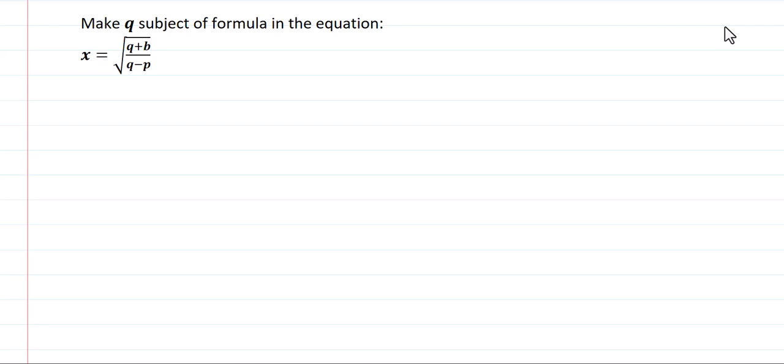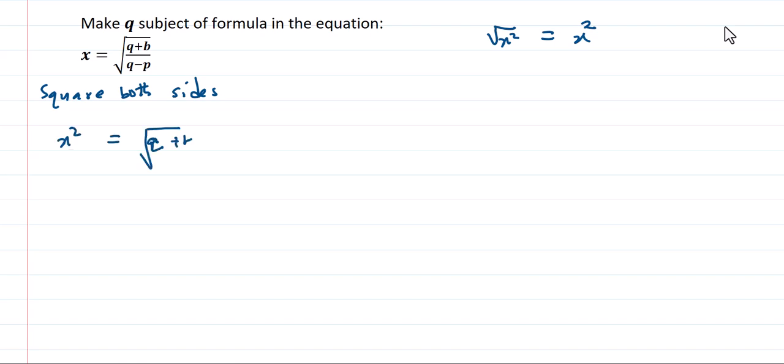Make Q the subject of the formula in the equation. Now remember, when we have a square root function, we're looking for what? A square. So if we have the square root of x, we're looking for x squared. We want to take the square of the function for us to be able to take away this square root function. So let's square both sides so that we'll have x squared is equal to q plus b all over q minus b all squared. We're left with x squared is equal to, so the square cancels out the square root function, so that we'll have q plus b all over q minus b. We have equivalent fractions now.